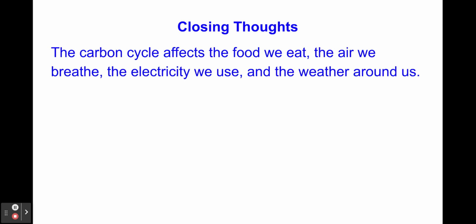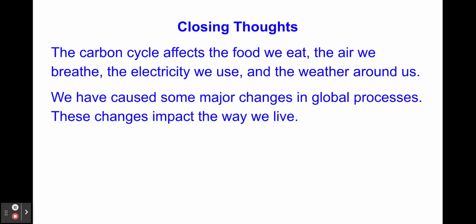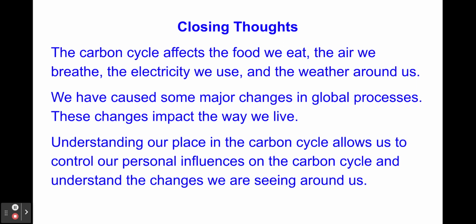Some closing thoughts. The carbon cycle affects the food that we eat, the air we breathe, the electricity we use, and the weather around us. We've caused some major changes in global processes. These changes impact the way we live. Understanding our place in the carbon cycle allows us to control our personal influences on the carbon cycle and understand the changes we are seeing around us.